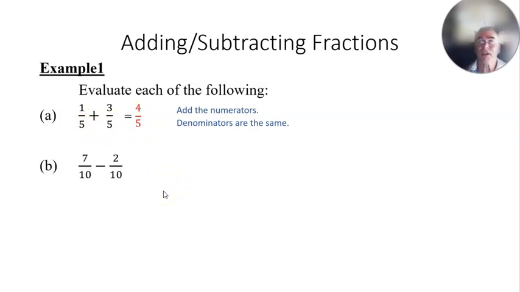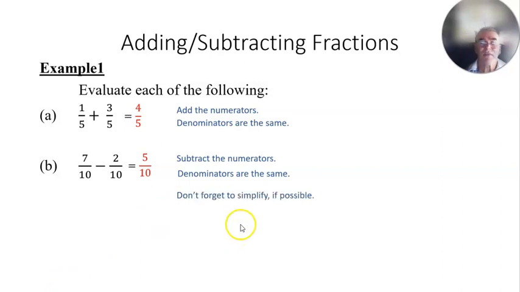Let's have a look at a subtraction question. Check the denominators. The denominators are the same. So we just go 7/10 minus 2/10. 7 minus 2. So just subtract the numerators and we get 7 minus 2 is 5. So 5/10.